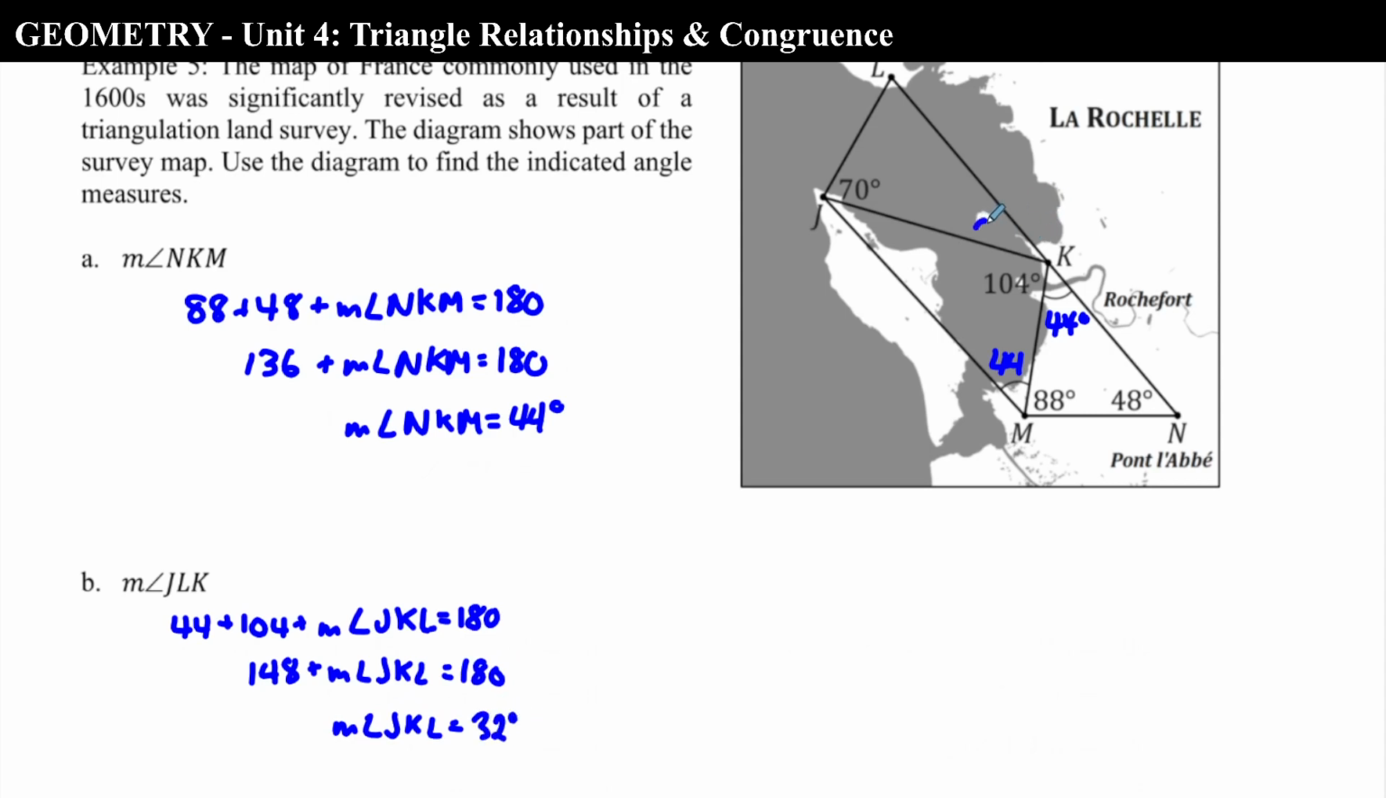Now, again, that is not the angle we're looking for. That just gives us one of the angles we need to find the third angle we're looking for. So now, we have 70, we have 32, we just need the third one, so we're going to add these together to get 180. 70 plus 32 plus the measure of JLK equals 180, since they make up the interior angles of a triangle. 70 plus 32 gives us 102.